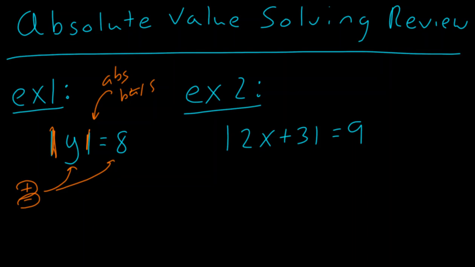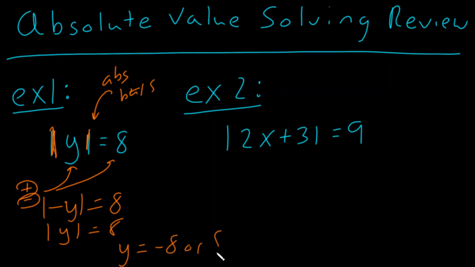So you can kind of think of it like this. We could say, you know what, we have a negative y is equal to positive 8, and we have a positive y is equal to positive 8. What does that really mean? It means that we could say that y is equal to negative 8 or positive 8. So basically, whatever the absolute value bars are equal to, we'll set that equal to a positive or negative version.